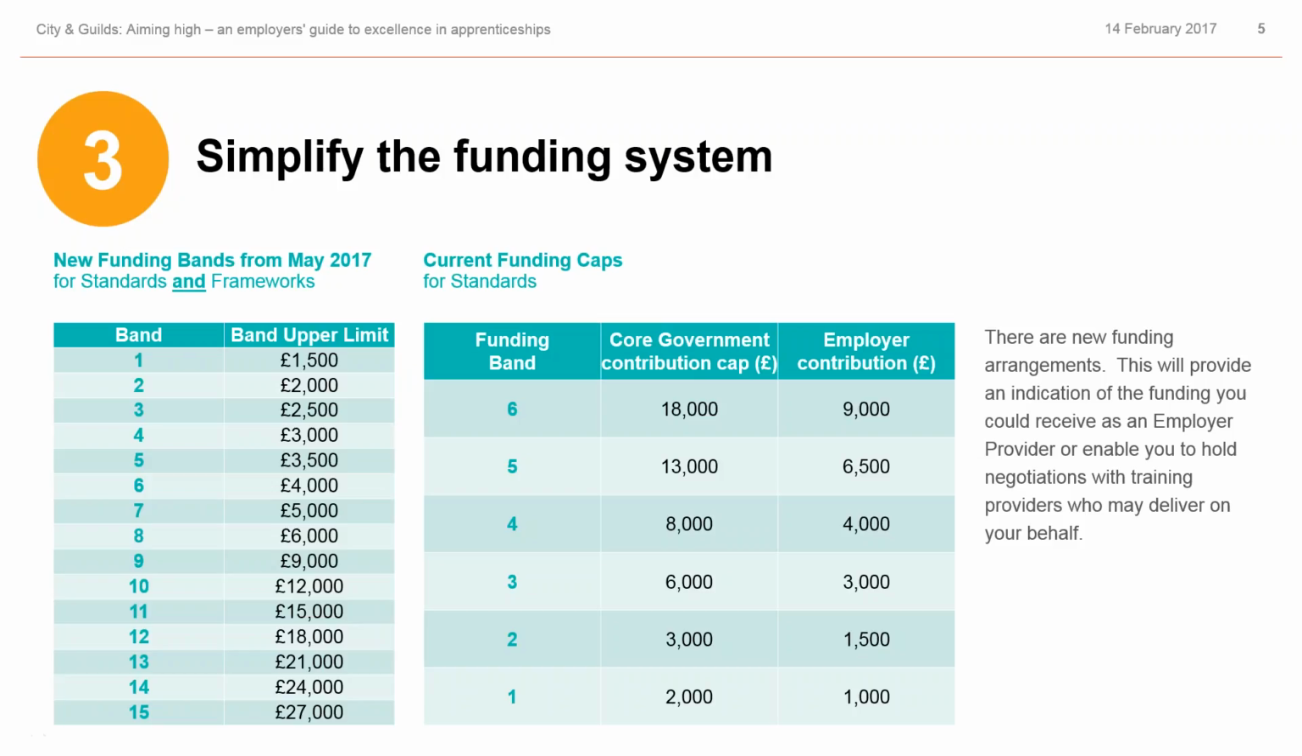with regards to the funding, there are some changes to business balance. The government has simplified the funding by creating new funding bands. You'll see there bands 1 to 15. These are the new funding caps, which set the maximum you can receive for an apprenticeship standard. But any funds received will need to be clearly evidenced and documented for audit purposes.